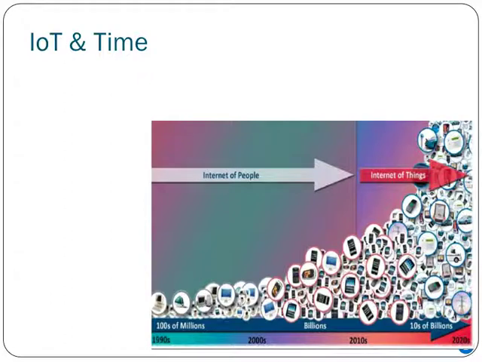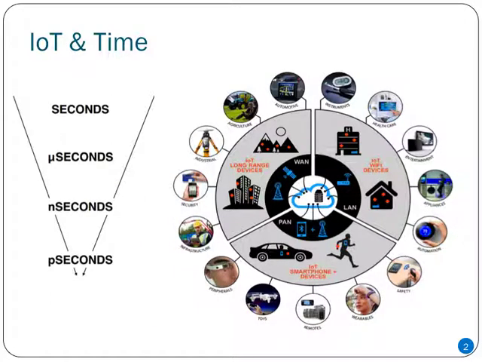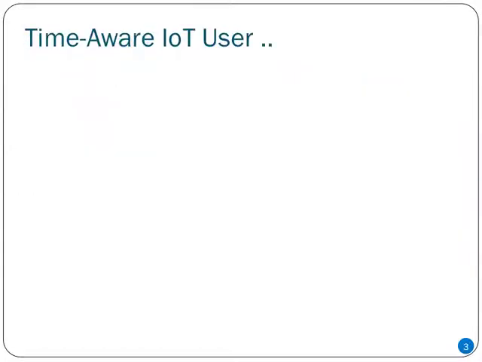As you know, IoT requires different levels of time. For example, some of them require seconds, microseconds, nanoseconds. So you have to provide different levels of synchronization. What we target is the time-aware IoT user.